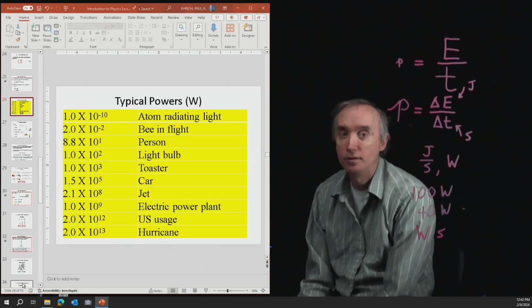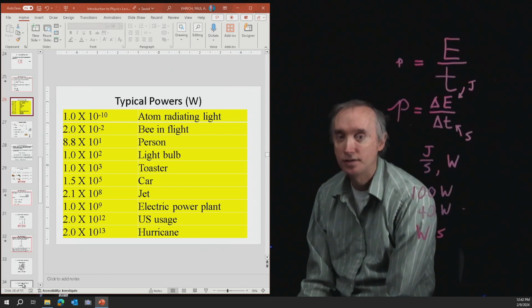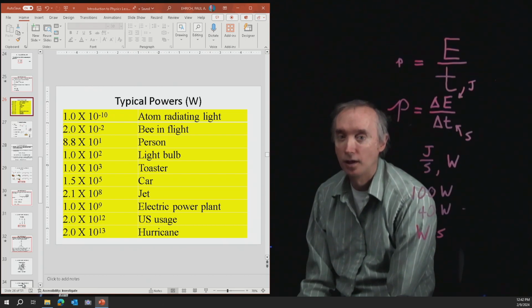So here are some typical powers, in case you're wondering. The United States, for example, uses 2 times 10 to the 12th joules per second. So that's the energy per second that the United States uses, and so that would be in watts, joules per second.